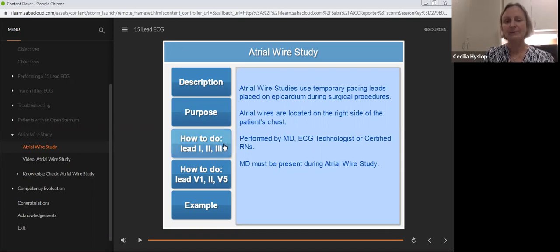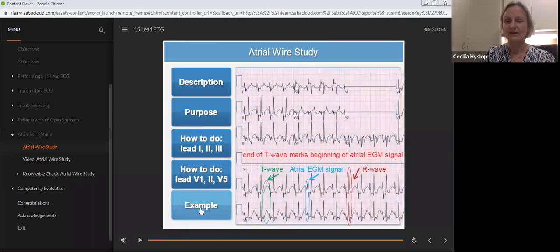Depending upon the staff physician, some people like to do an atrial wire study using limb leads 1, 2, and 3, and others like it in V1, lead 2, and V5. So there's an example of lead 1, lead 2, and lead 3, or the other type where it's V1 that's hooked on and V5 that's hooked on to the atrial pacing wire, versus up here where the limb leads were.